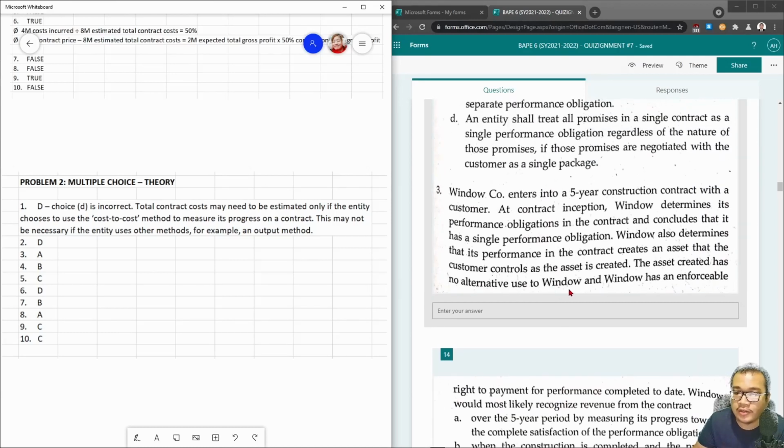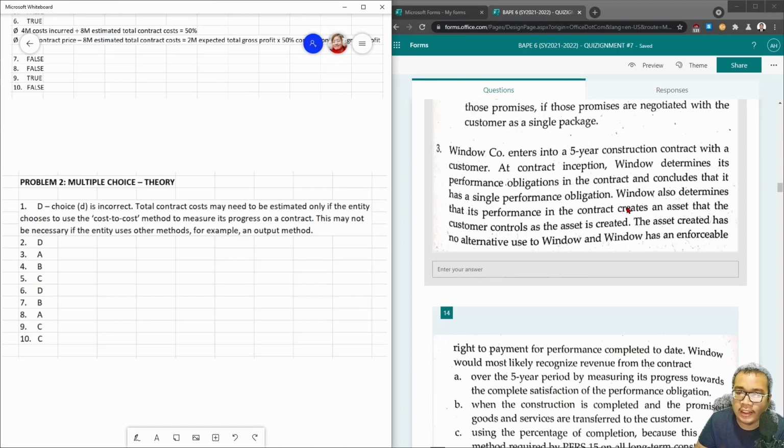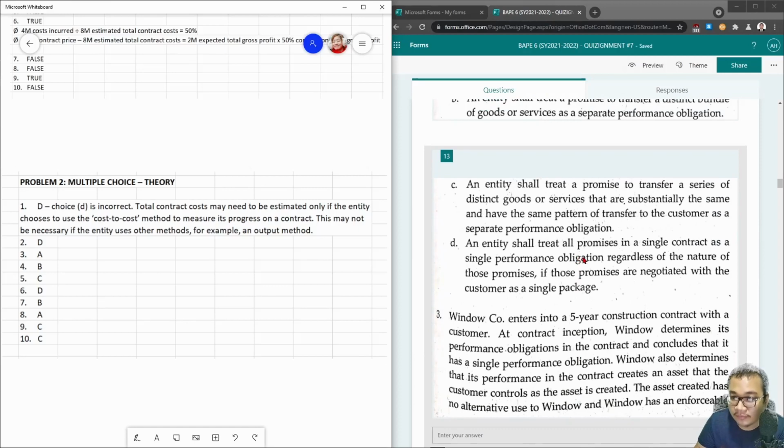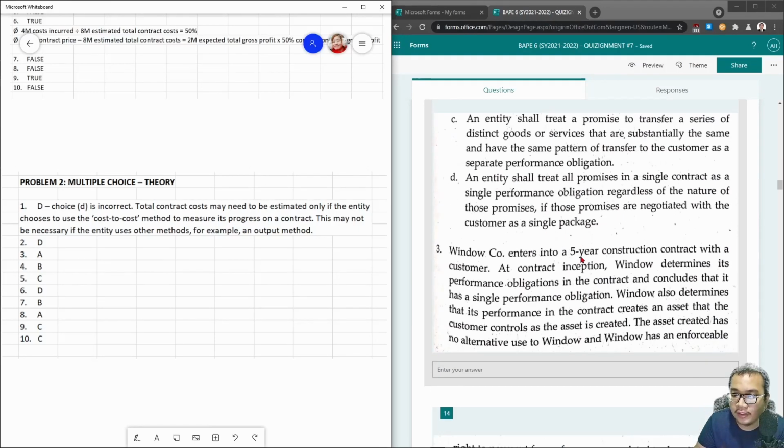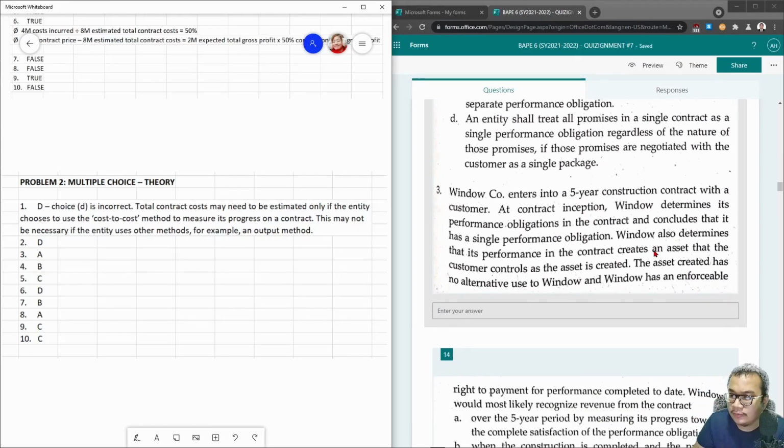Number 3, Windows Co enters into a 5-year construction contract with a customer. At contract inception, Windows determines each performance obligation in the contract and concludes that it has a single performance obligation. Okay, 5-year contract, single performance obligation. Windows also determines that its performance in the contract creates an asset that the customer controls as the asset is created. The asset created has no alternative use, di ba? Para nagiging concept na siya ng overtime, hindi ng at a point in time, di ba? Overtime siya. So, continue natin.